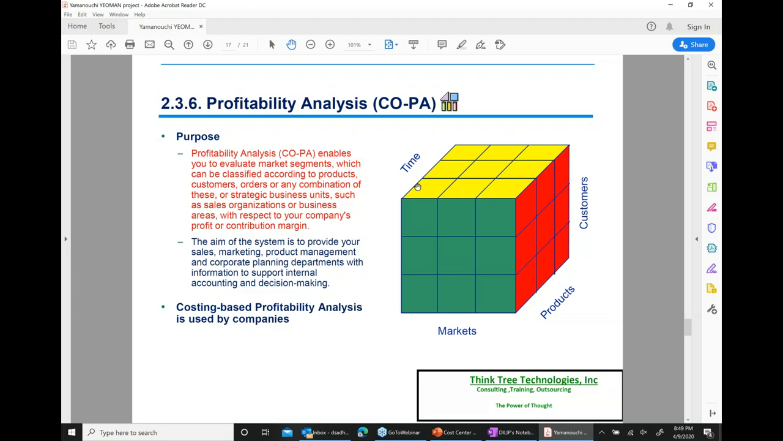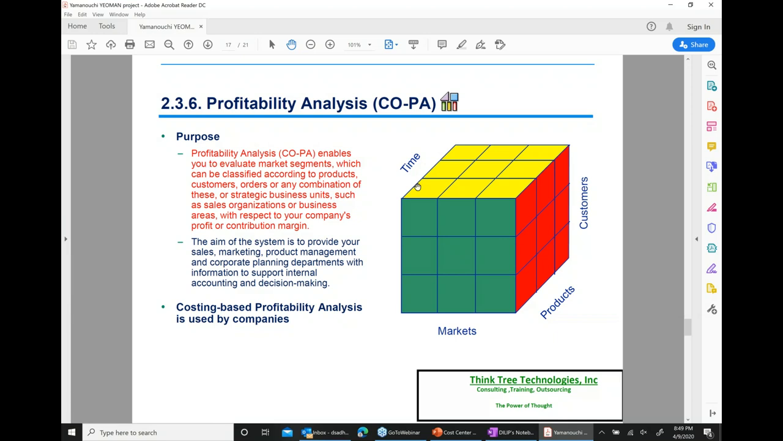Now, these four dimensions are just an example. These could be whatever. Rather than customer, you can have a customer group. Rather than product, you can have a product group. Rather than time, you can have weeks or months as another parameter. Rather than market, you can have a country. You can have a plant. These dimensions you can define as you choose. It's just an example. It doesn't need to be this way.